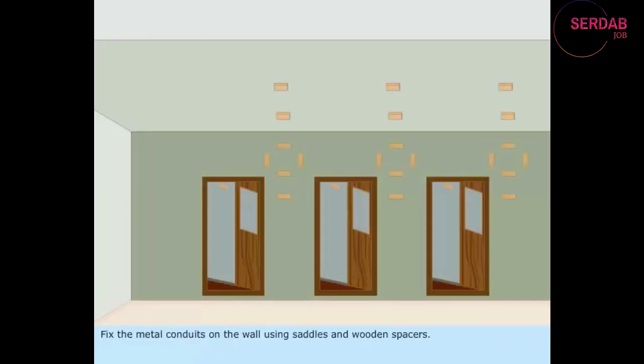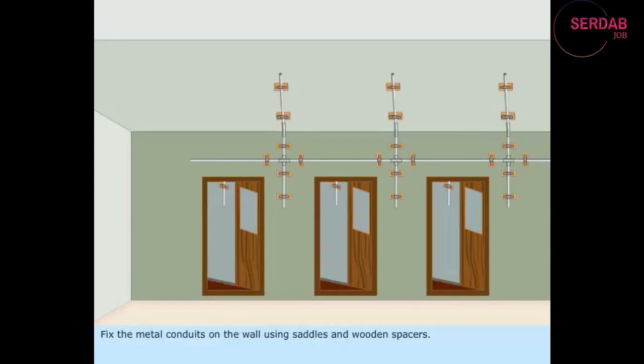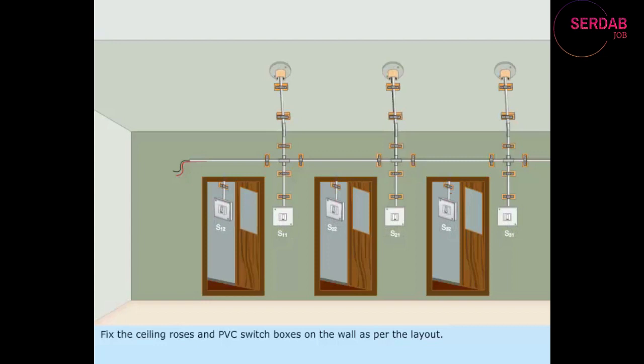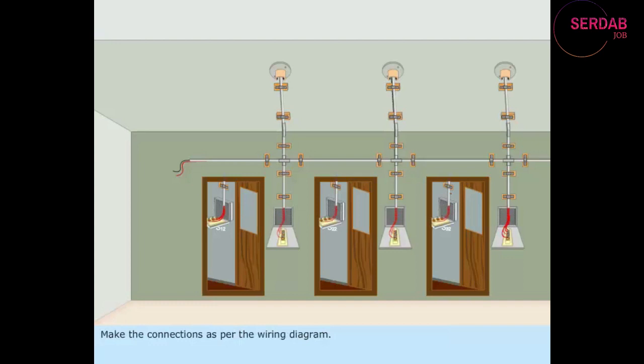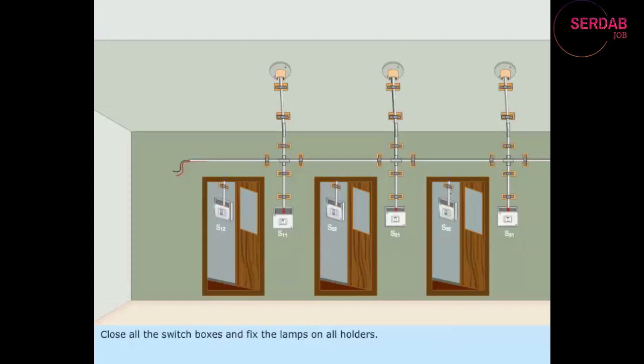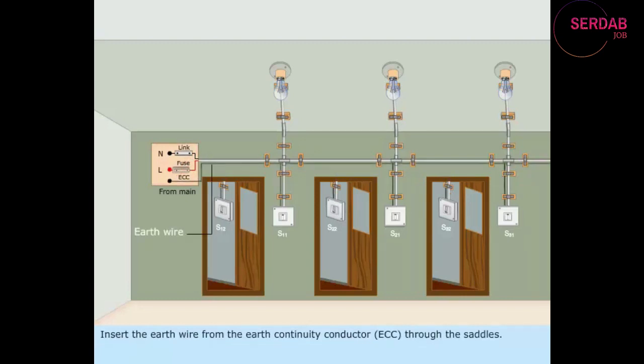Fix the metal conduits on the wall using saddles and wooden spacers. Insert the cables into the conduits. Fix the ceiling roses and PVC switch boxes on the wall as per the layout. Make the connections as per the wiring diagram. Close all the switch boxes and fix the lamps on all holders. Insert the earth wire from the earth continuity conductor, ECC, through the saddles. Then connect this earth wire with all the metal boxes.